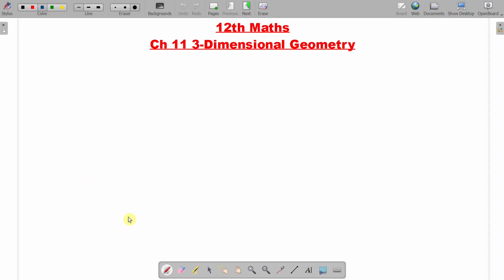In this video, we will learn a subtopic about chapter 11, three dimensional geometry, in 12th class math. So the subtopic is the distance between two lines, or we can say shortest distance between two lines. In the earlier video, we had learned about the angle between two lines, and now this is the second part, and we are going to learn the shortest distance between two lines.